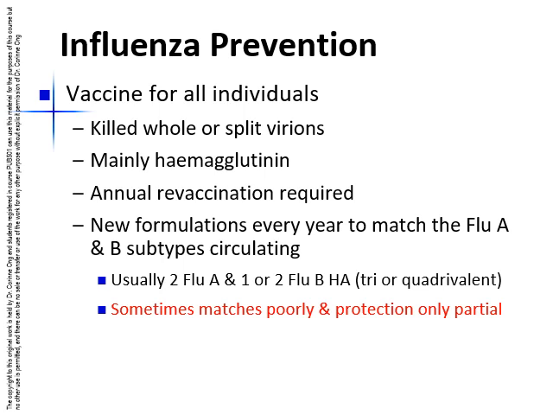Annual revaccination is required due to the different strains that circulate, and the vaccine aims to be a good match with these strains in order to provide good immune protection. There are usually two types of flu vaccines, a trivalent formulation that has two flu A and one flu B strains, and a quadrivalent formulation with two flu A and two flu B strains. In some seasons, poor vaccine efficacy is seen when the match is poor and only partial protection is obtained.